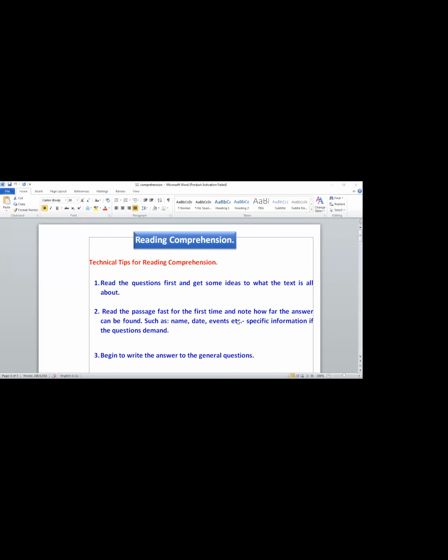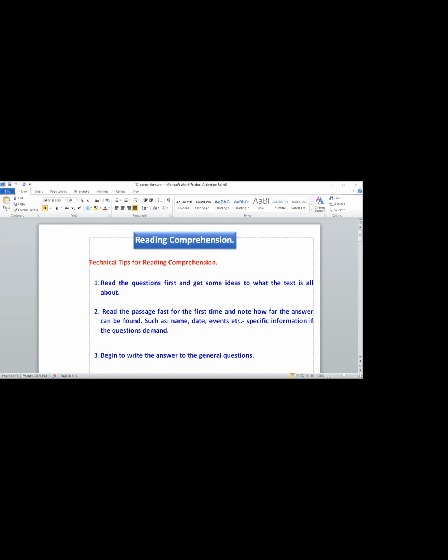In order to understand that, do not jump into the text at once. The best way is to read the questions first. Once you read the questions first and get some idea as to what the text is all about, it comes out to be easier. That's the first one. And the second one is, read the passage for the first time and note how far the answers could be found. For example, the answers could be names, dates, events, specific information as per the demand of the question. So if your comprehension requires specific points, you have to note those things.